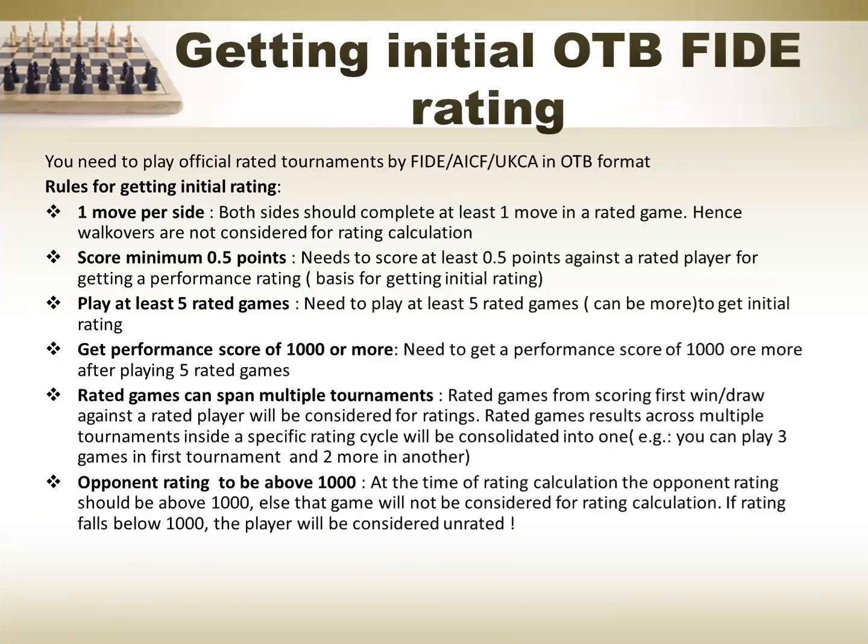When you start playing as an unrated player, the initial rating is known as the performance rating, and the initial rating is computed based on the performance rating. We need to play at least 5 rated games to get a FIDE rating. It could be more. There is no restriction on the number of games. The basic idea is that we have to play enough rated games, and we should win or draw against rated players, and we should get an overall performance score of more than 1000 in the rated games.